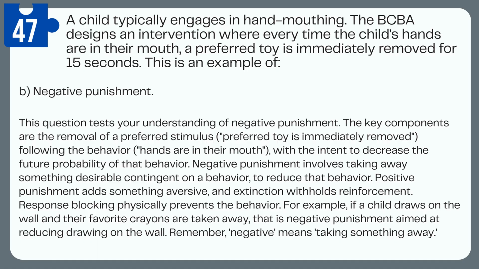Negative punishment involves taking away something desirable contingent on a behavior, to reduce that behavior. Positive punishment adds something aversive, and extinction withholds reinforcement. Response blocking physically prevents the behavior. For example, if a child draws on the wall and their favorite crayons are taken away, that is negative punishment aimed at reducing drawing on the wall. Remember, negative means taking something away.